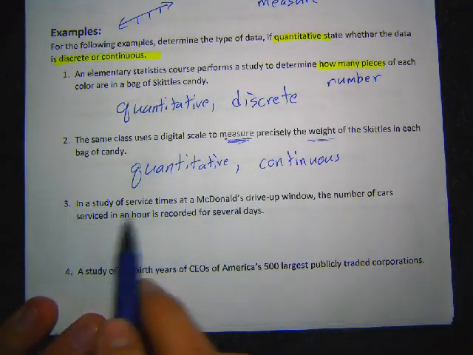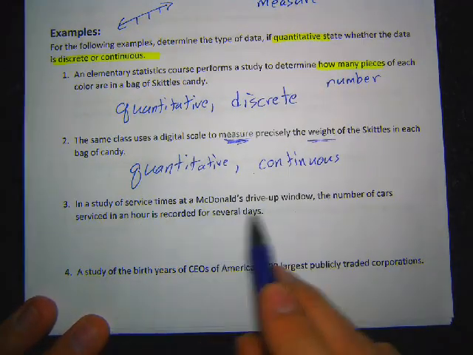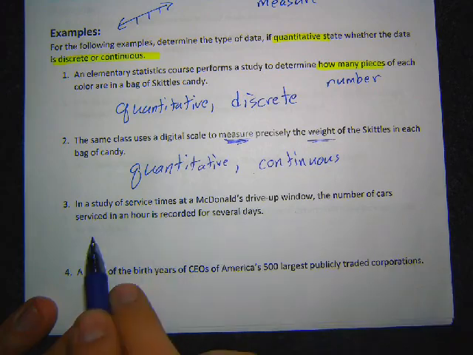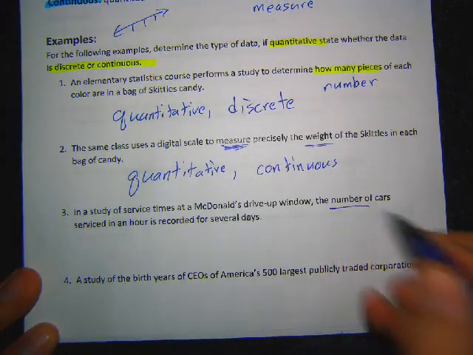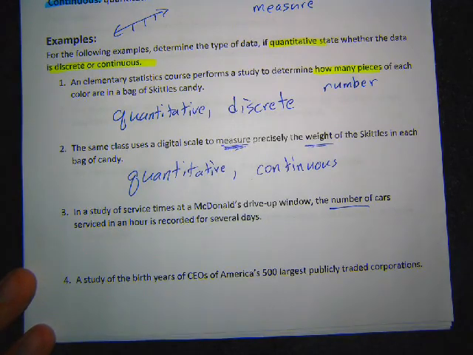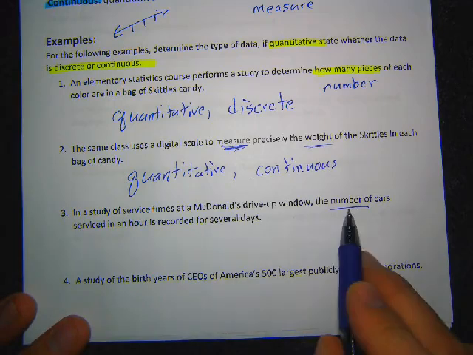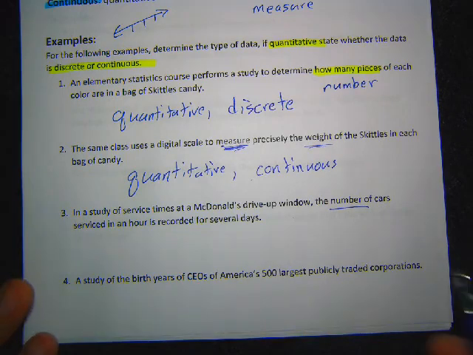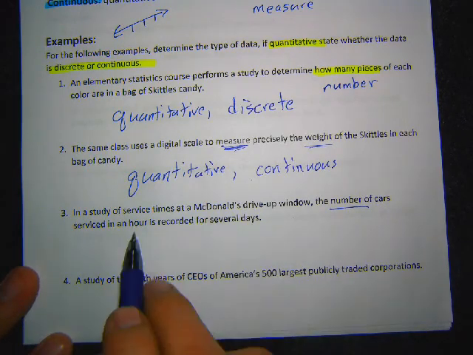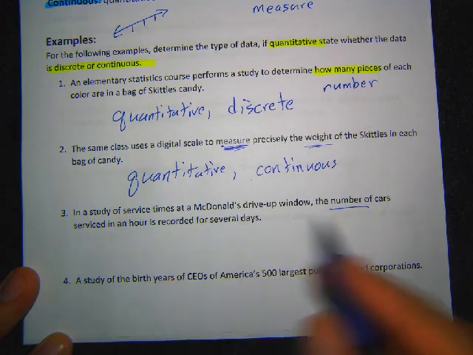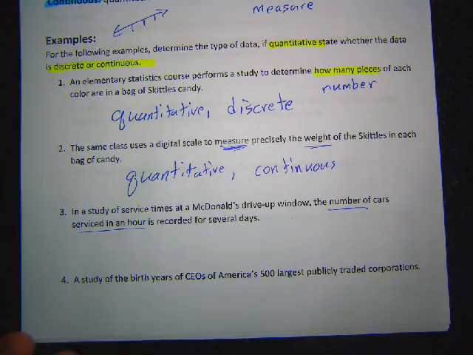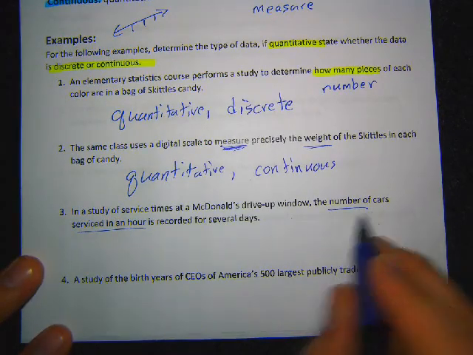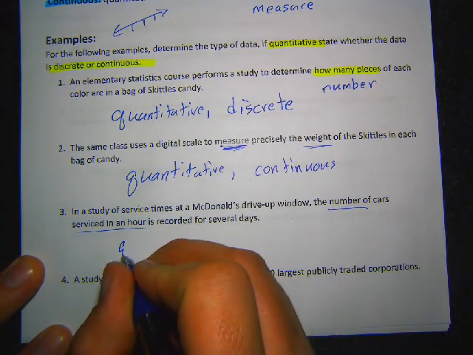Okay, in a study of service times at McDonald's drive-up window, the number of cars serviced in an hour is recorded for several days. So again, they're looking at a number, so this is a good sign. It's probably going to be quantitative. We're thinking quantitative because we're counting the number of cars, right? So we're going to do the number of cars serviced in an hour, and we'll record that for several days. So because it's a number, again, we're thinking quantitative.